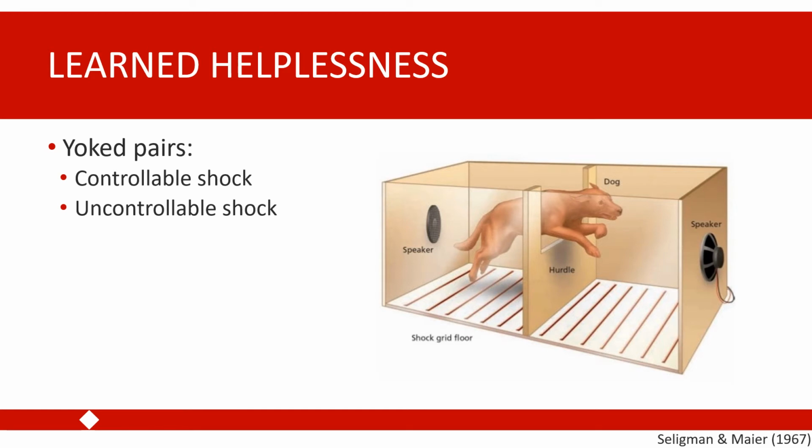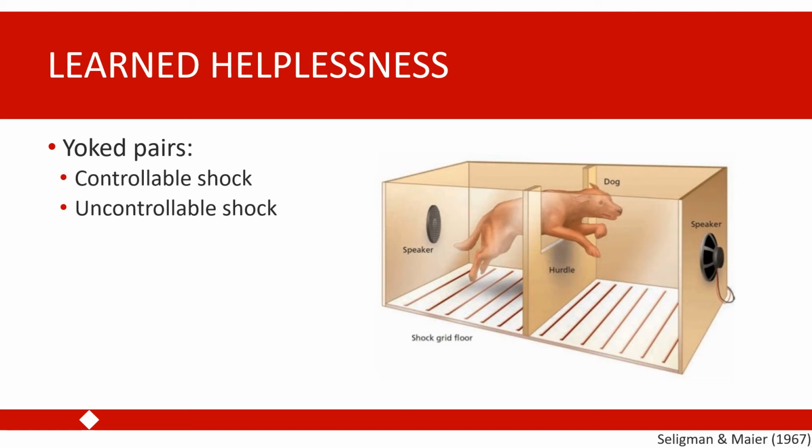Instead, this group of dogs was yoked to a dog in the first group, in the controllable shock group. So regardless of the behavior of the dog in the chamber in this second group, their shock did not terminate until the dog in the first box jumped over the hurdle to terminate the shock. The dogs in the two groups experienced the same amount of aversive stimulus. The length of time of the shock was exactly the same between the two groups because the timing of the shock was controlled by the behavior of the dog in the controllable shock group.